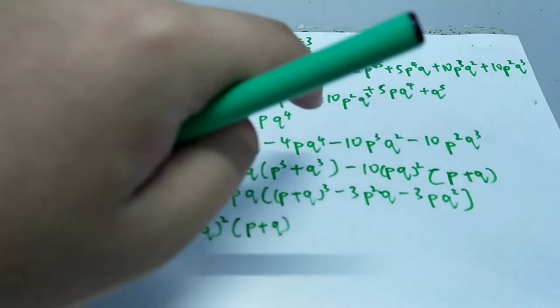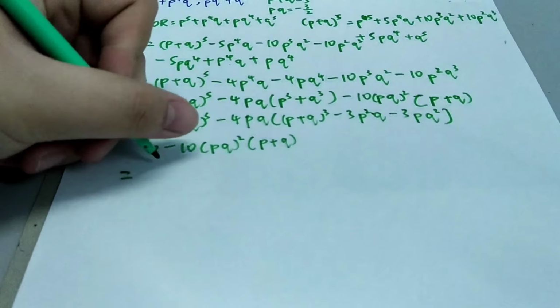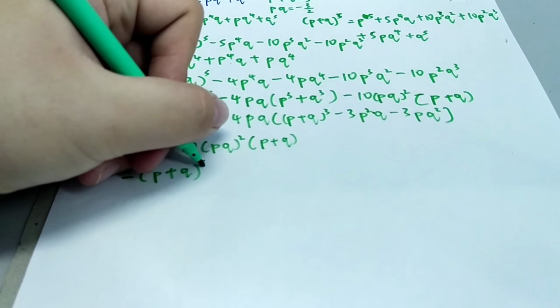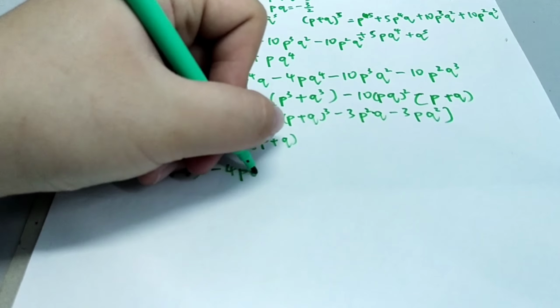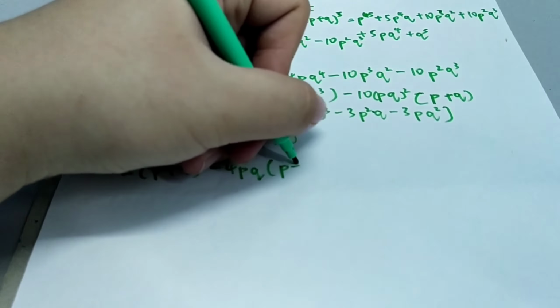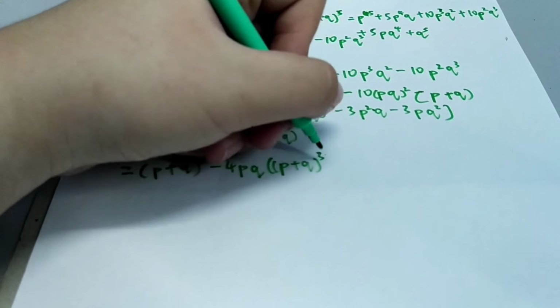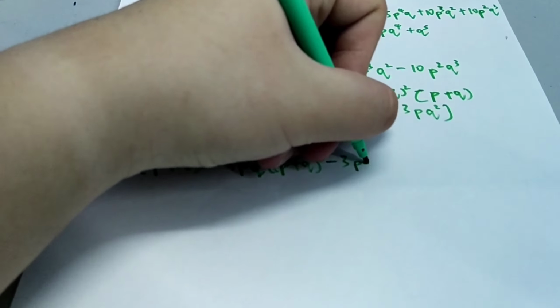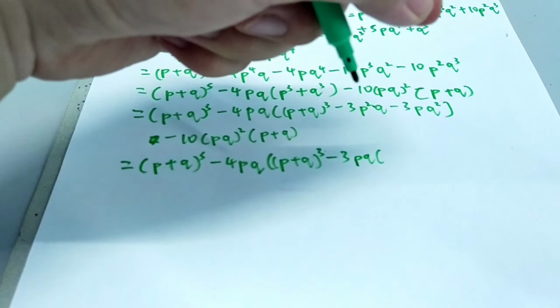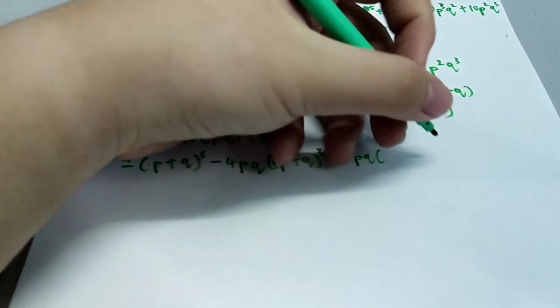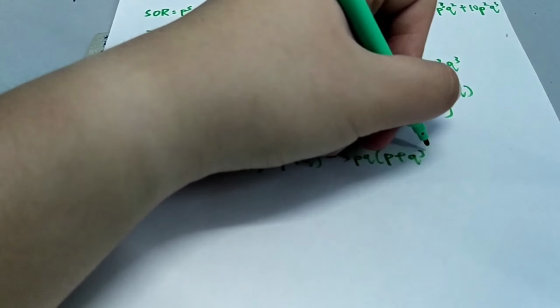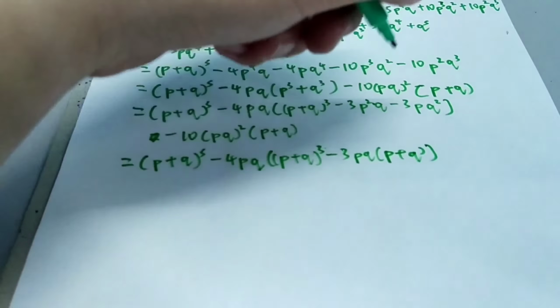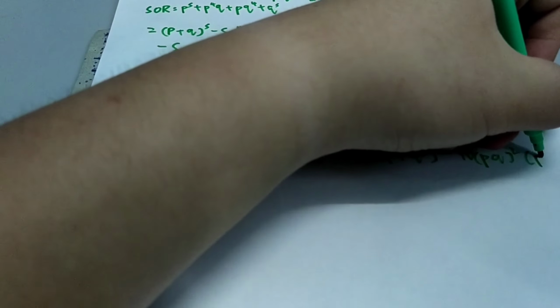And then we can still simplify here. So I will have equal to (p + q)^5 minus 4pq(p + q)((p + q)^2 - 3pq), where we can factorize the pq out, so pq times (p + q), minus 10(pq)^2 times (p + q).